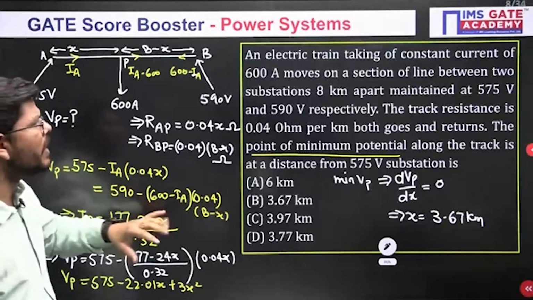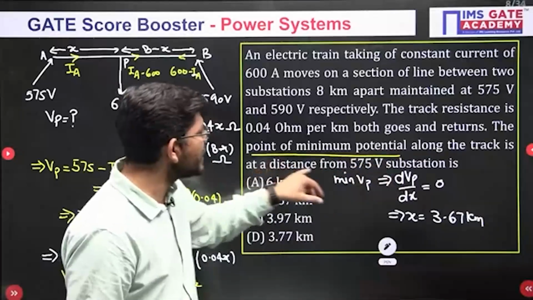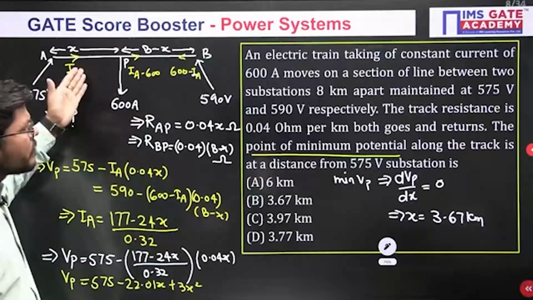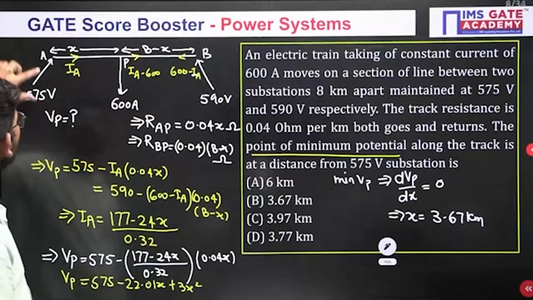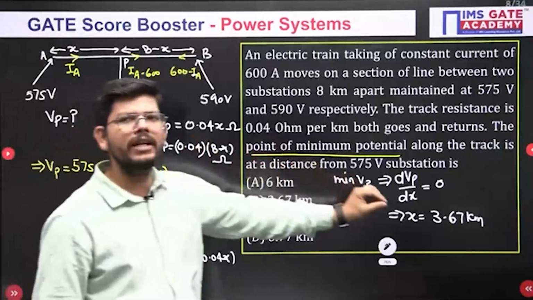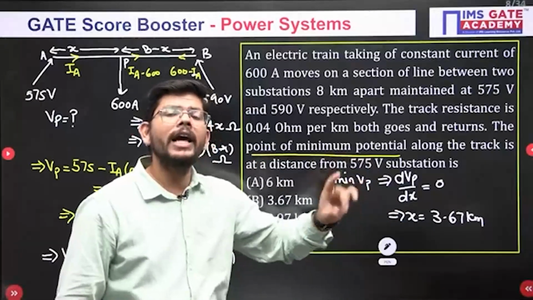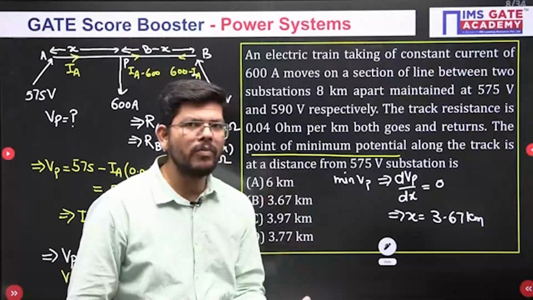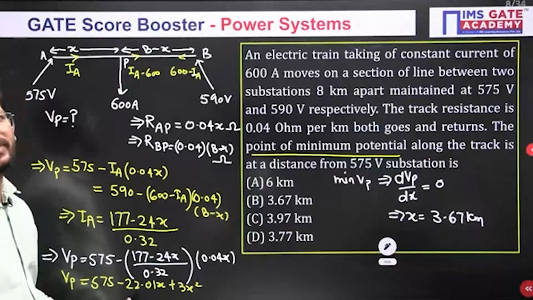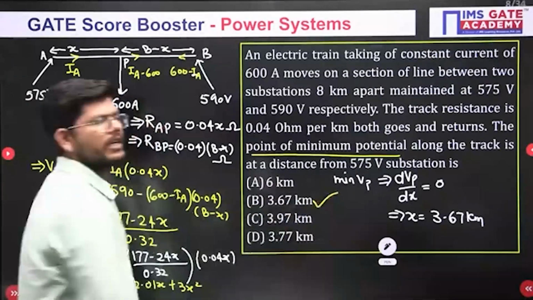And what do we have to calculate here? The point of minimum potential along the track at a distance from the 575 volt line. So how much distance is it? 3.67 kilometers. So from the 575 volt line, at a distance of 3.67 kilometer, we will get the minimum potential point. If we have to calculate the value of minimum potential, you have to put this x in this equation and you will get the minimum value of Vp. So which option is correct? Option B is correct.